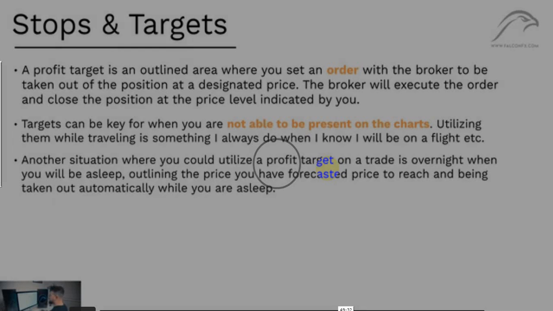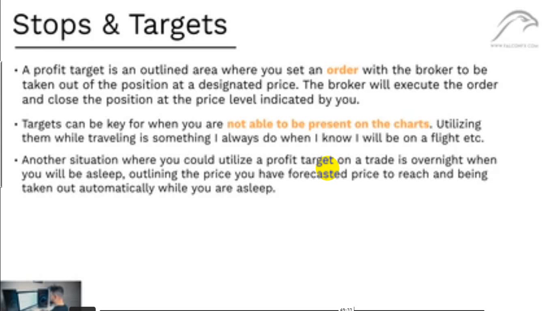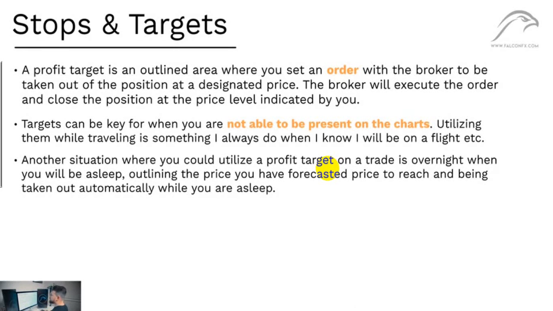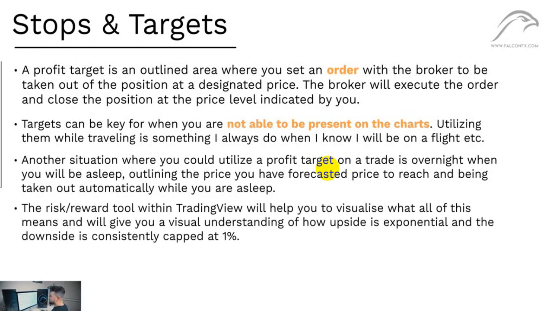Another situation where you could utilize a profit target is overnight when you're asleep, outlining the price that you forecasted to reach in a certain area, and you can be taken out automatically while you're sleeping. Another reason is if it's just a short-term trade, you may be targeting a double bottom or a double top, then it's a great way that you can utilize that.